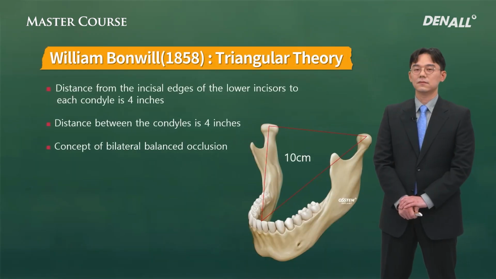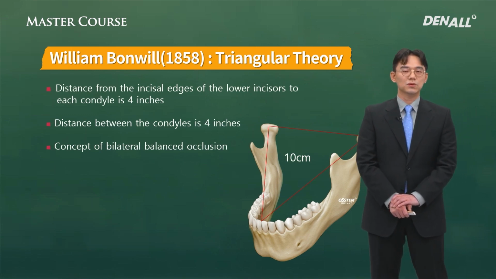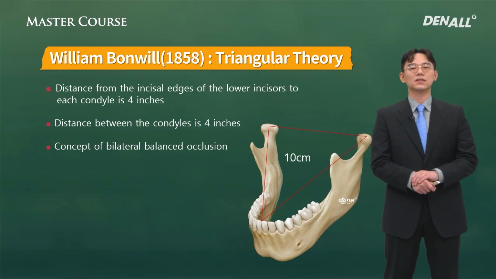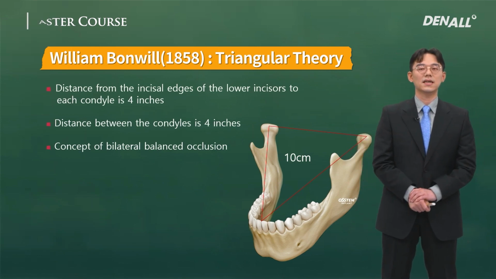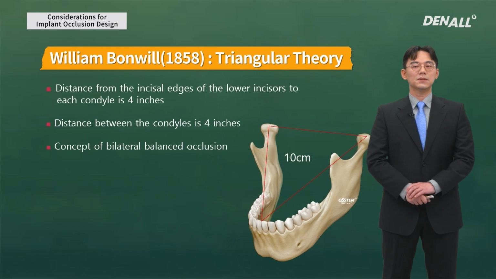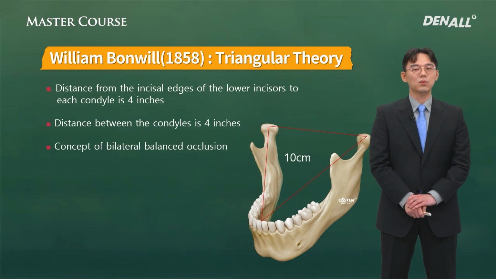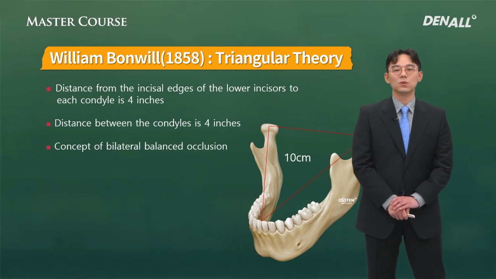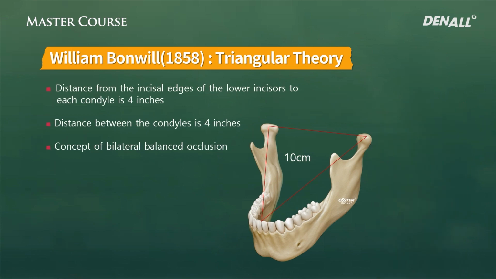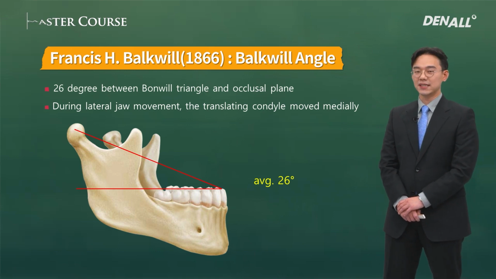Now, let's look at early theories briefly. Von Will reported that the distance from the incisal edges of the lower incisors to each condyle is 4 inches. The distance between the condyles is also 4 inches. A 10-centimeter triangle is formed if you connect the condyles and the lower incisor. Following the author, the triangle is named the Von Will triangle. It talked about bilateral balanced occlusion, and teeth need to be in contact not only in centric relation but in others. Buckwill said there is on average 26 degrees between the Von Will triangle and the occlusal plane.